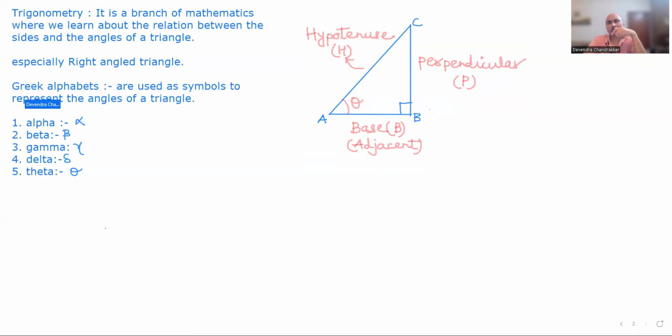Now, do you guys know about functions? Have you heard about function? What is a function? Yes, sir. What is a function? Chalo batao.